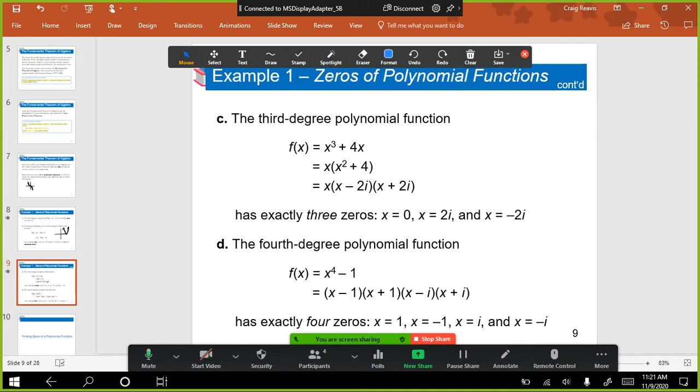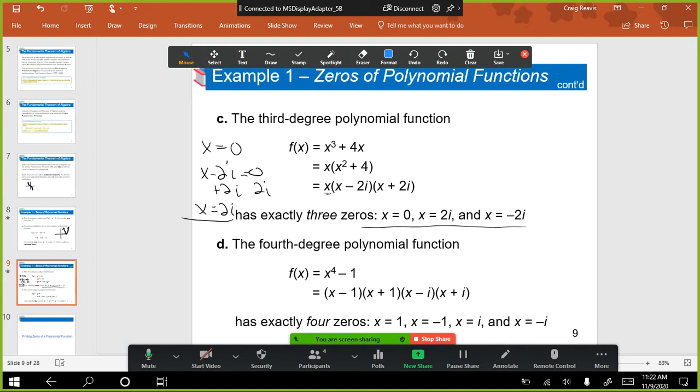Now notice right here, make sure we understand this. I don't think we have any problem, right? Once we have it in factored form, what we do is we set each factor equal to 0. So in this case, we know x equals 0. So 0 is one of our zeros. The other one, x minus 2i equals 0. So what we would do is we would add 2i to both sides, and I would get x equals 2i.